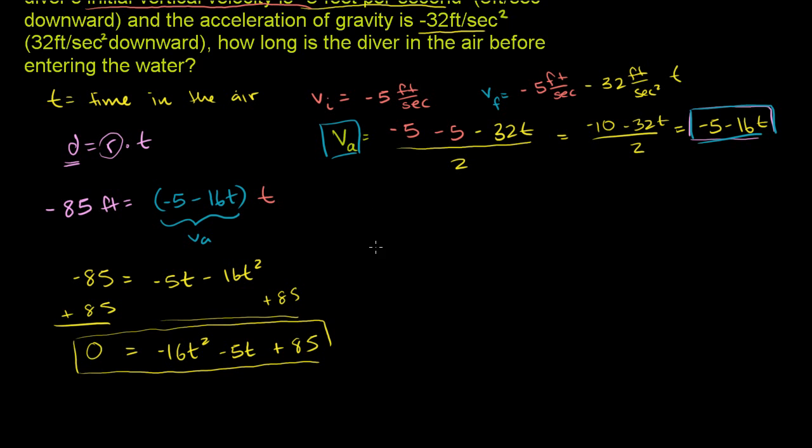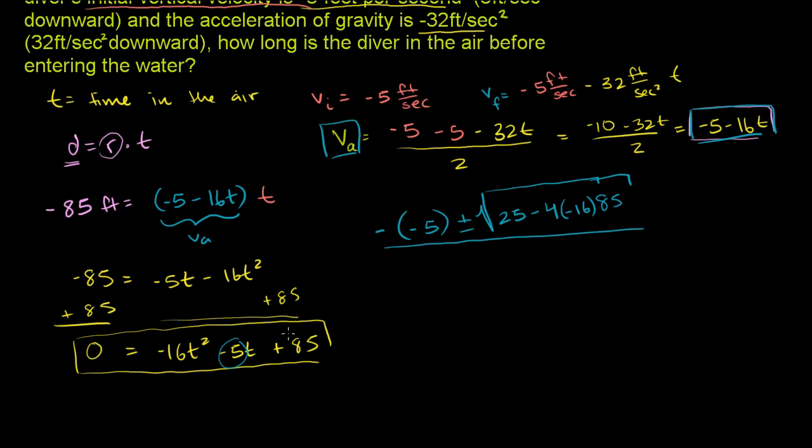So it's going to be negative b. What's b? b here is negative 5. So negative b, which is negative 5, plus or minus the square root of b squared. Negative 5 squared is 25, minus 4 times a, which is negative 16, times c, which is 85, all of that over 2 times a. a is negative 16, so 2 times that is negative 32. So the time is equal to positive 5, right?